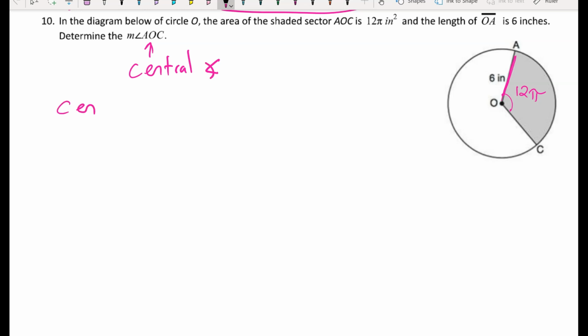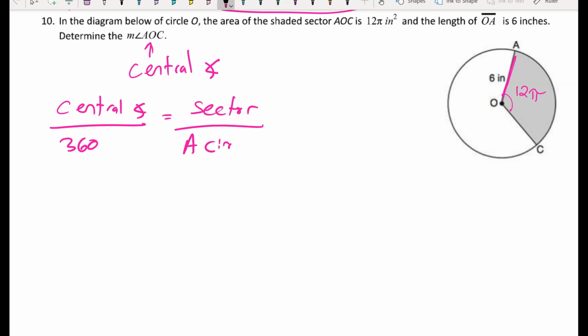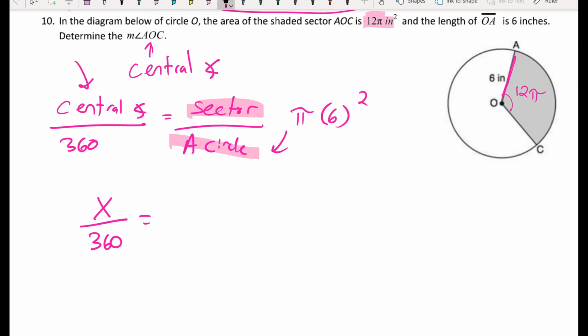Well, remember the formula is just the central angle divided by 360 equals the area of the sector over the full area of the circle. And I know the area of the sector. They told me that's 12 pi. I could figure out the area of the circle because that's just pi times my radius squared. And the only thing I don't know is the central angle. So all that changes here is where my variable is. So the central angle I'm going to label as x, I don't know that, over 360 equals the area of my sector, 12 pi, over pi times my radius squared. And my radius squared is just 36. So that's the proportion I'm going to solve.